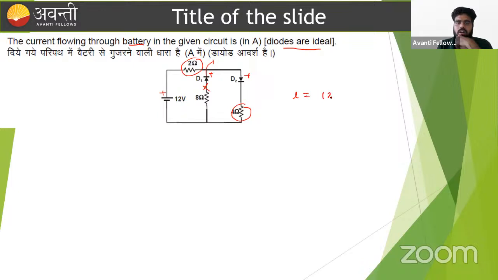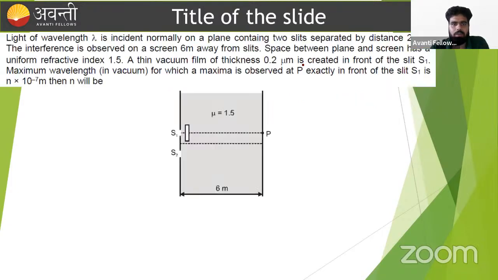What is the total current? That is 12 upon 4 plus 2, which will equal 2 ampere. So 2 ampere is the right answer for the given problem. Next, let us move further to the next question.